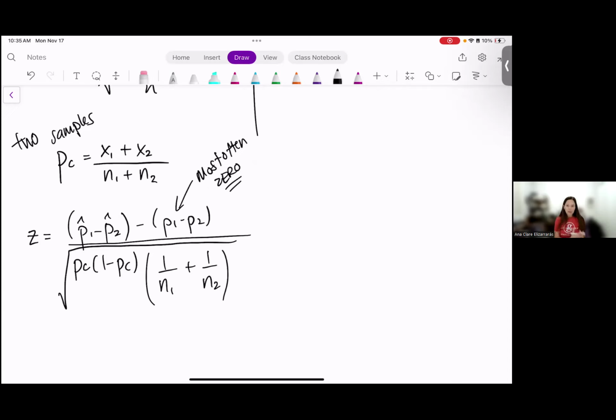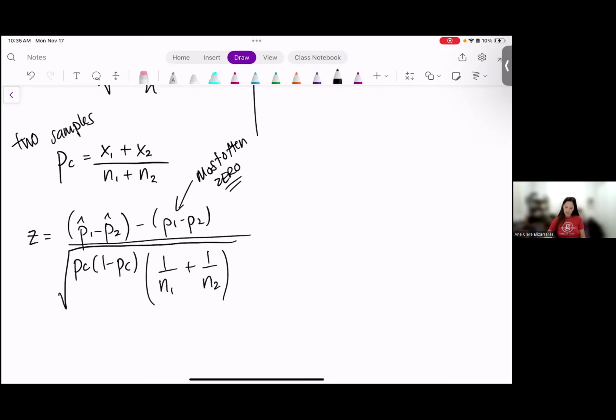You don't need to memorize this formula. Remember, you're allowed to have your notes to help guide you, but it's important that you understand what the pieces are. You first have to pool your proportions together, successes added, sample size added, and then you divide. Order of operations is very important. And then you have two sample sizes, so you need 1 over N1 and 1 over N2. And then you have your differences. This is your Z statistic.